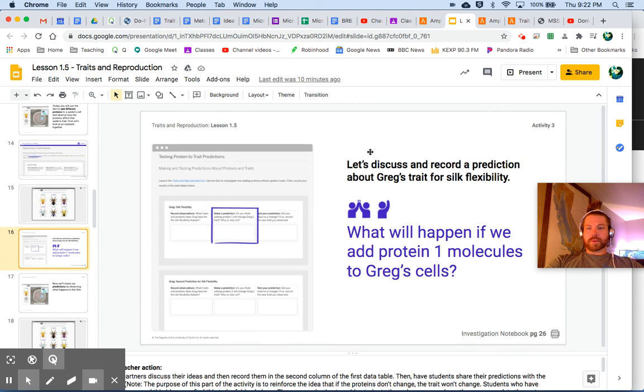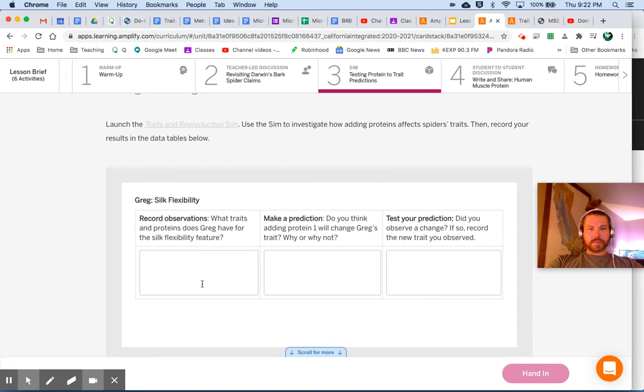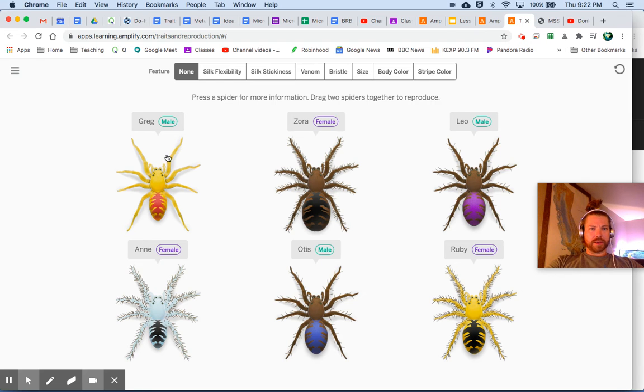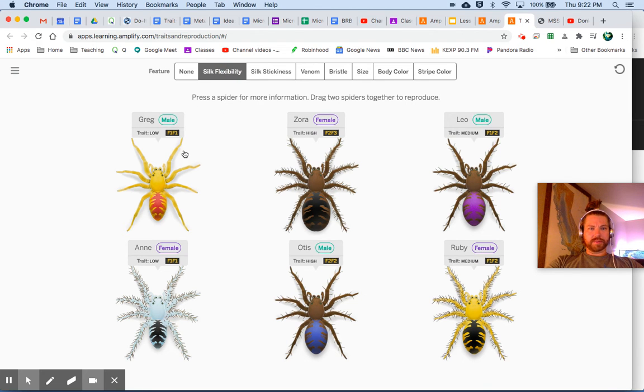And it looks like he has protein number 1. Protein number 1, low silk flexibility. That's what we're going to write down right here. What traits and proteins? Low flexibility, protein number 1.